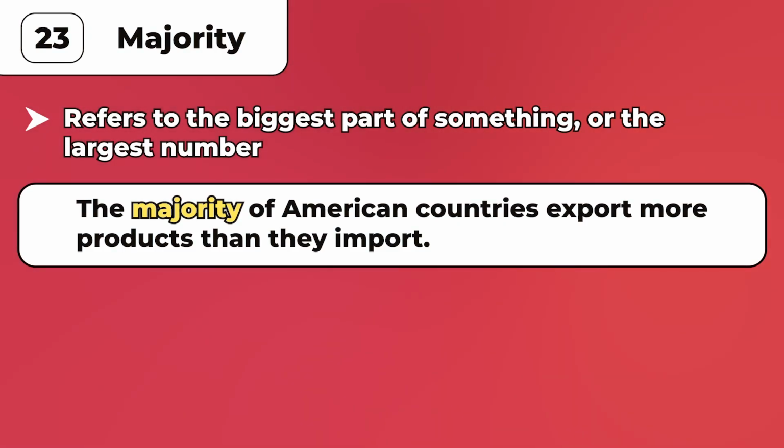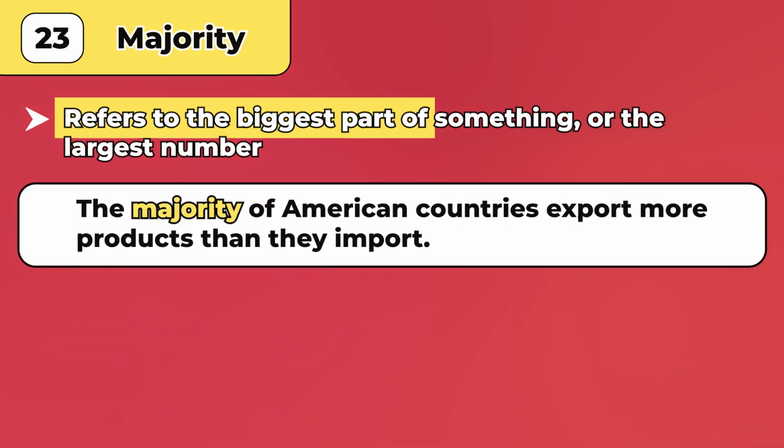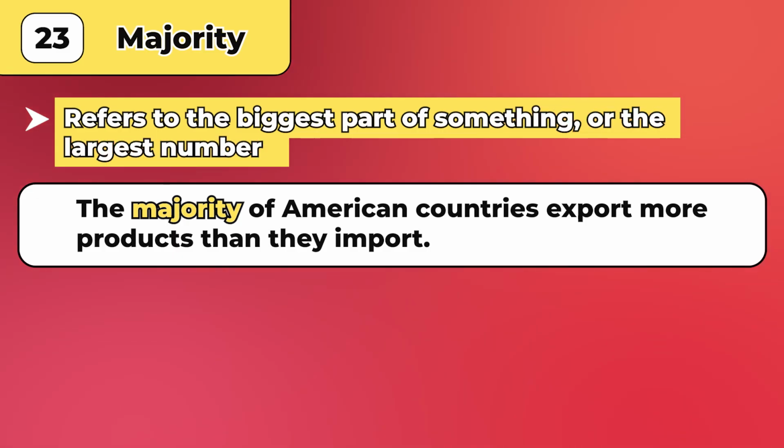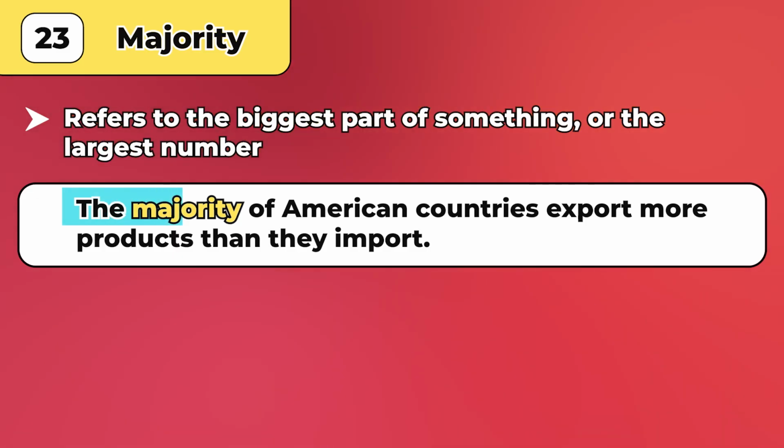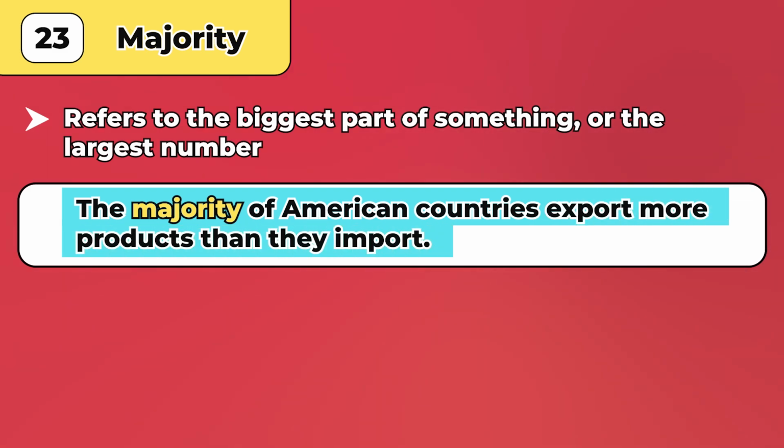Word number 23 is majority. The majority refers to the biggest part of something or the largest number. For instance, the majority of American countries export more products than they import.